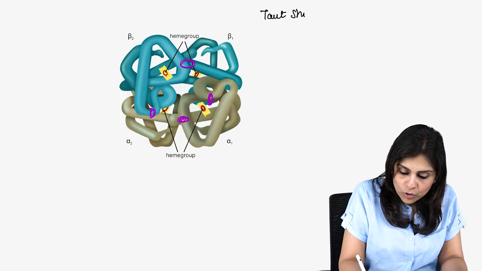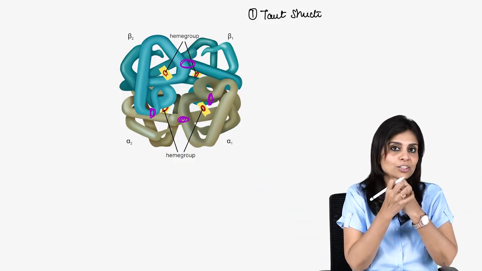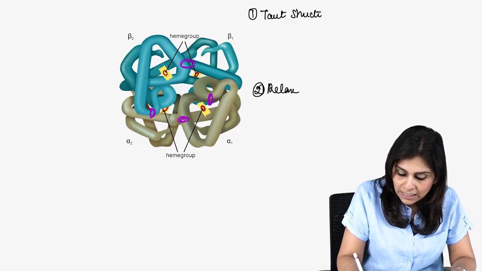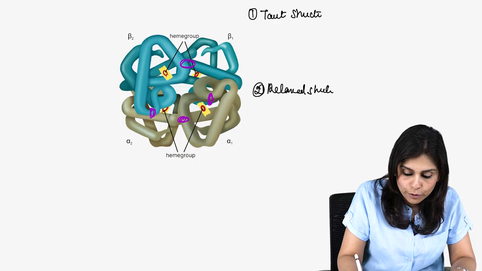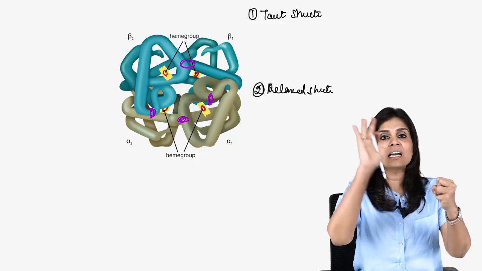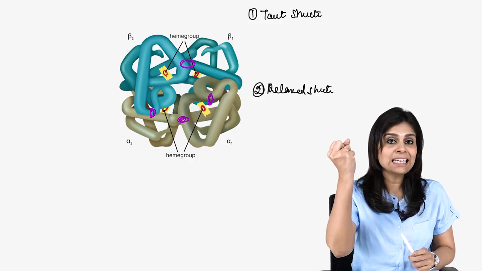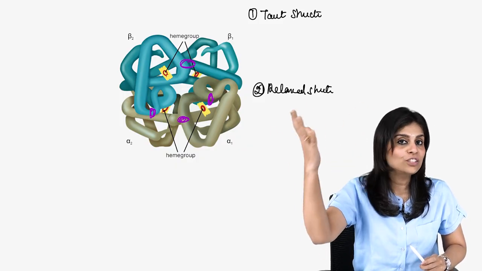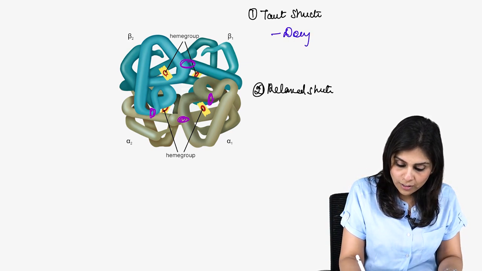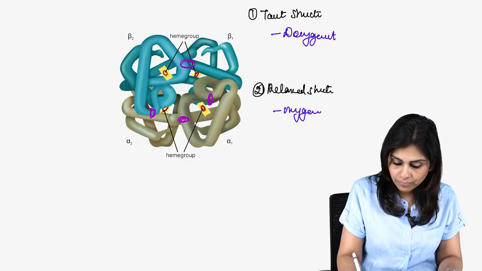So what are the two types of structure which are possible for hemoglobin? Taut structure, when there is strong interaction among individual globin chains. The other one is relaxed structure, when there is weak interaction among individual globin chains. Taut structure is like you squeezing out oxygen, in the sense it helps in deoxygenation. So taut structure favors deoxygenation and relaxed structure favors oxygenation.